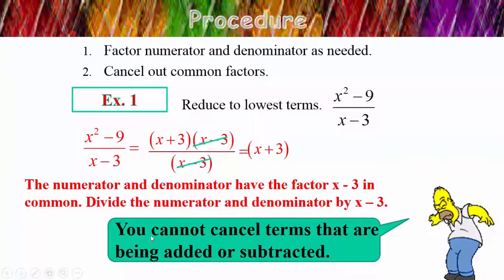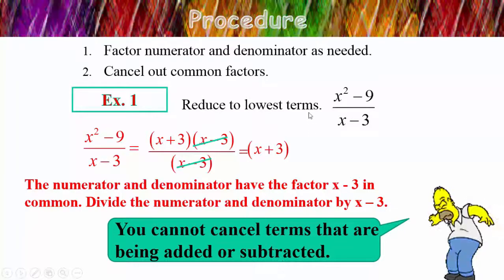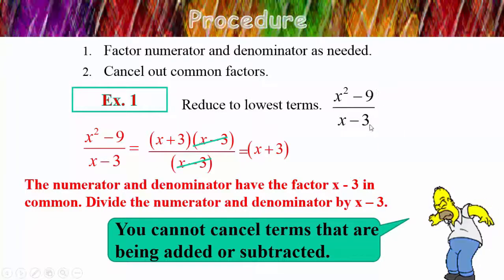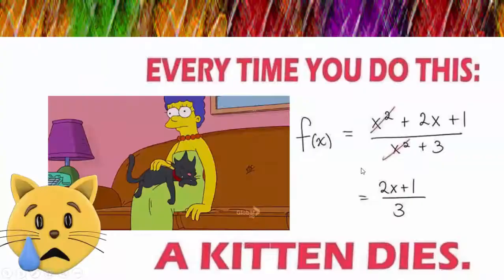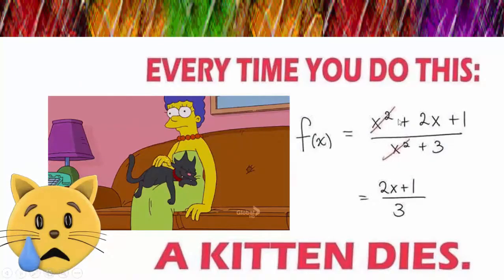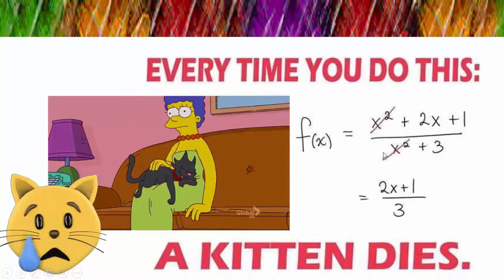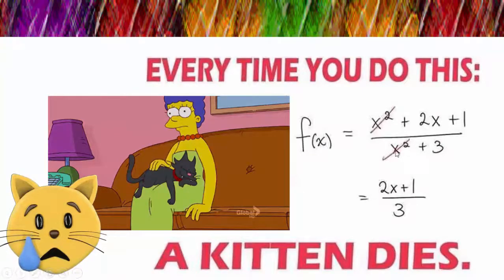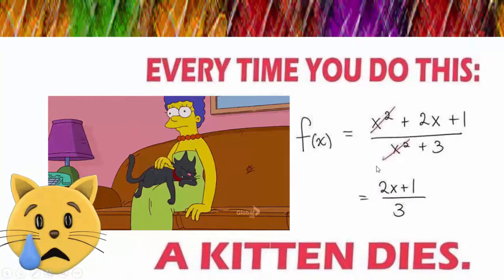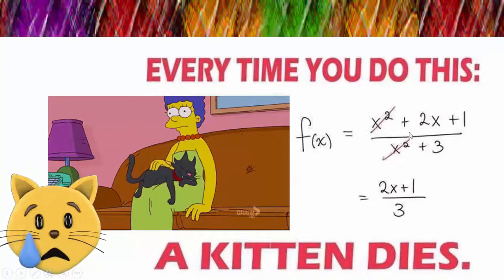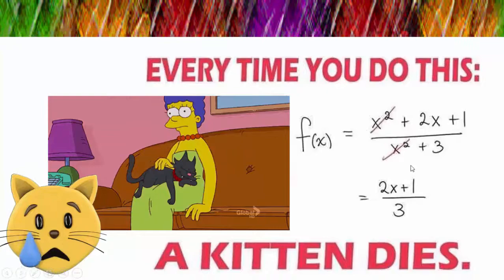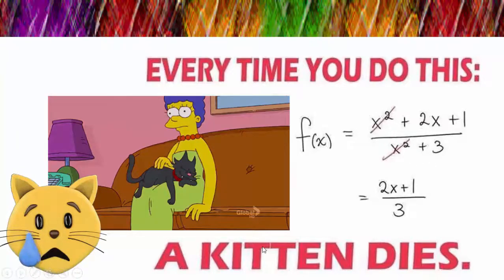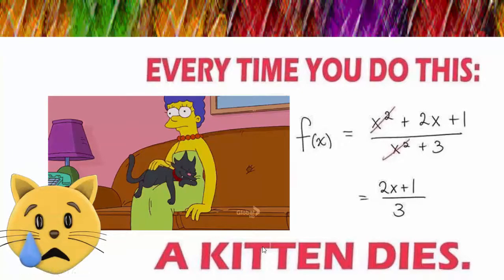So the bottom line is you cannot cancel out terms that are being added or subtracted, meaning you cannot start reducing based on 9 and 3, or do something like this. Because a lot of people are tempted to do this: cancel this out. Oh, I see an x squared, I see an x squared, I'm going to cancel that out. But because here this is added and this is added, every time you do this, a kitten dies, and you don't want to kill kittens.